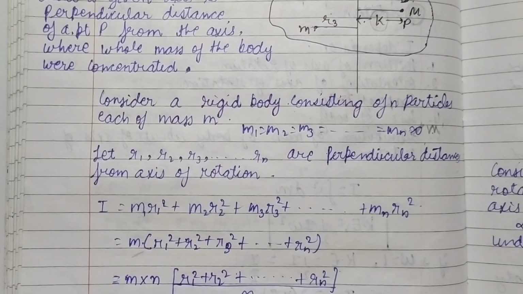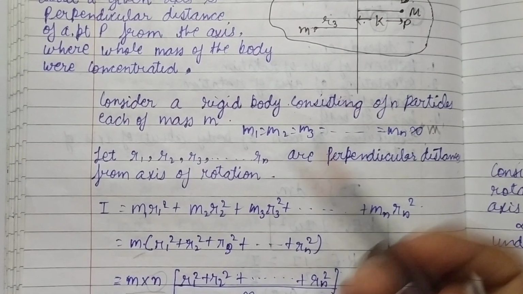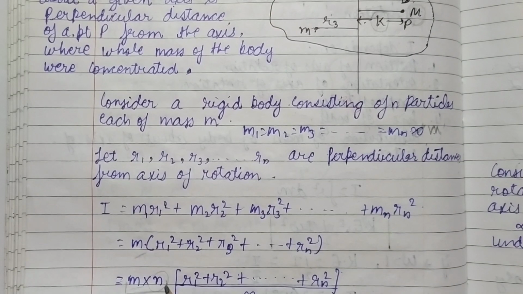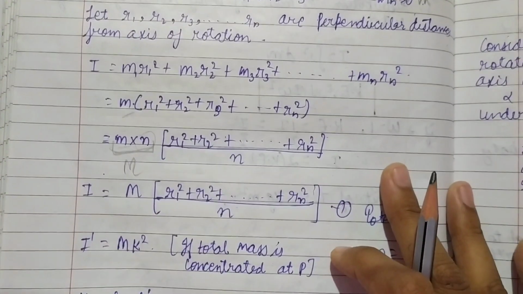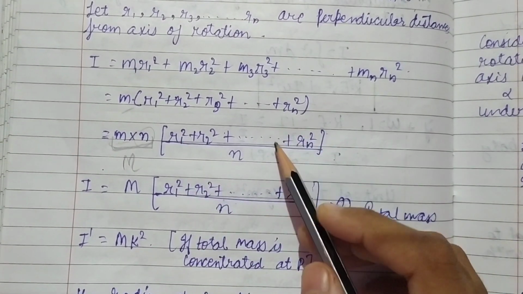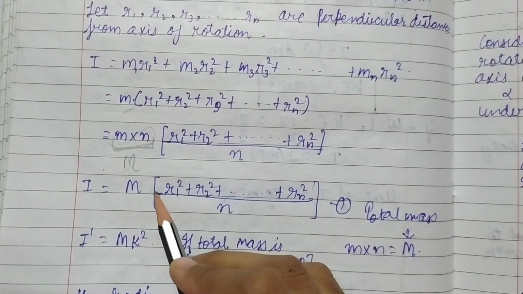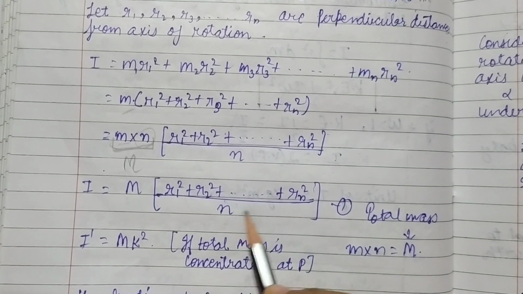Now if we multiply and divide the equation by n, what do we get? m into n. n is the number of particles in the system, m is the mass of each particle. So this is the total mass of the system. We can consider that as M. Now this equation becomes M into r1 square plus r2 square up to rn square divided by n.